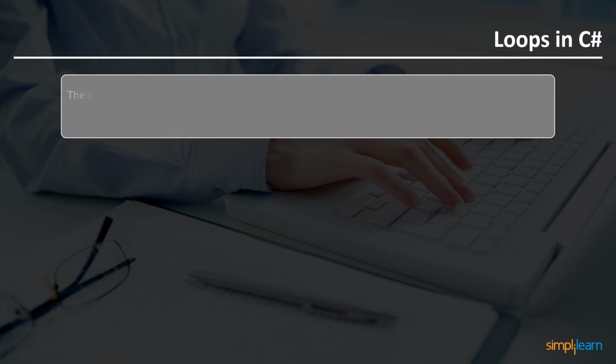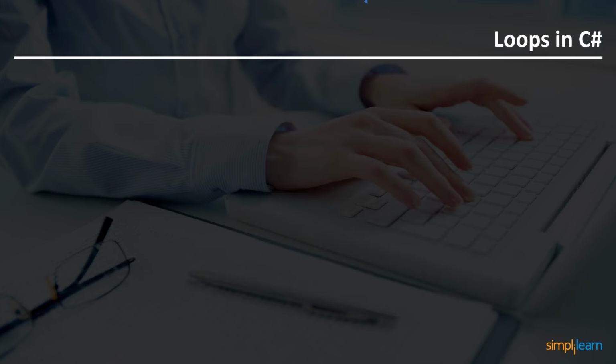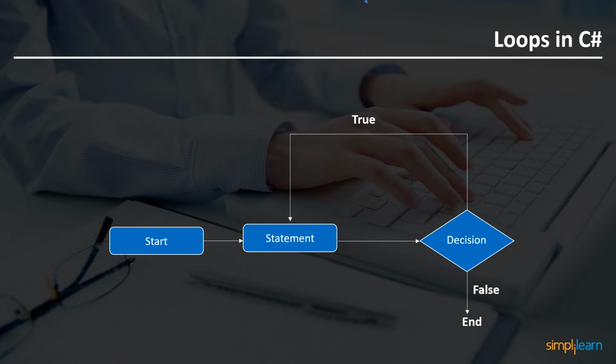Now we have the do while loop at the end. The do while loop is an alternative to the while loop. This loop will execute the code block once before checking whether the condition is true, and then it will continue looping as long as the condition is true. If the condition is false, then the loop will stop. The flow diagram for the do while loop is as follows.